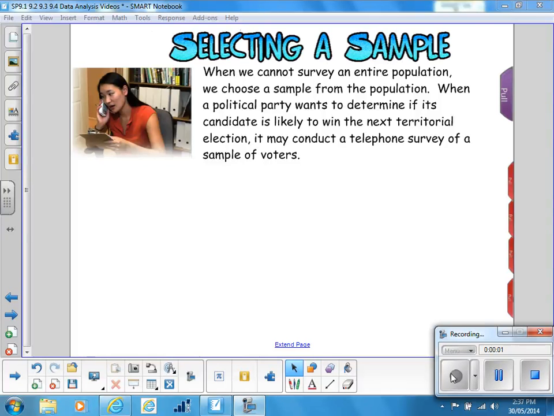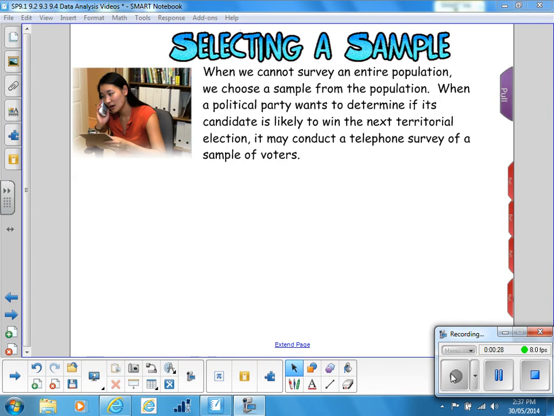In this lesson, we are going to look at selecting an appropriate sample. So when we cannot survey an entire population, we choose a sample from the population. When a political party wants to determine if its candidate is likely to win the next territorial election, it may conduct a telephone survey of a sample of voters.